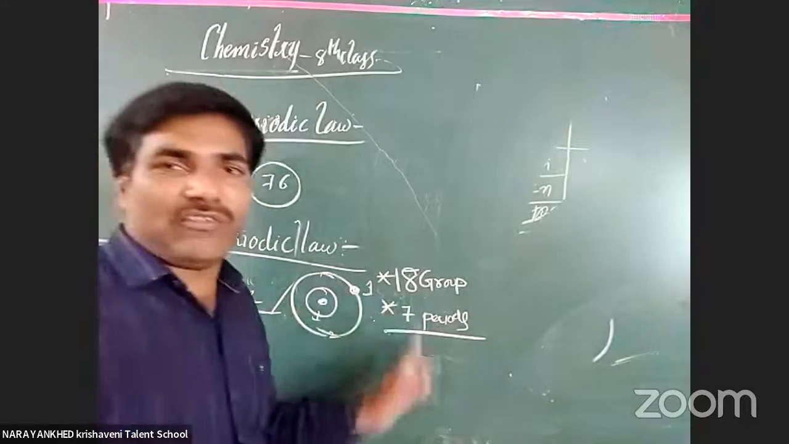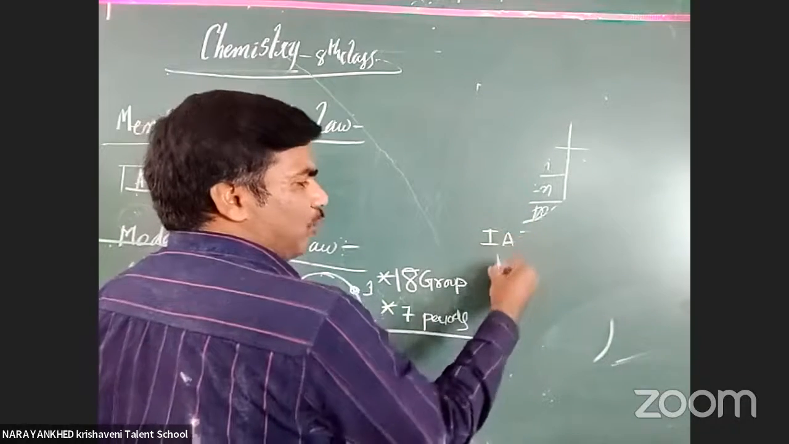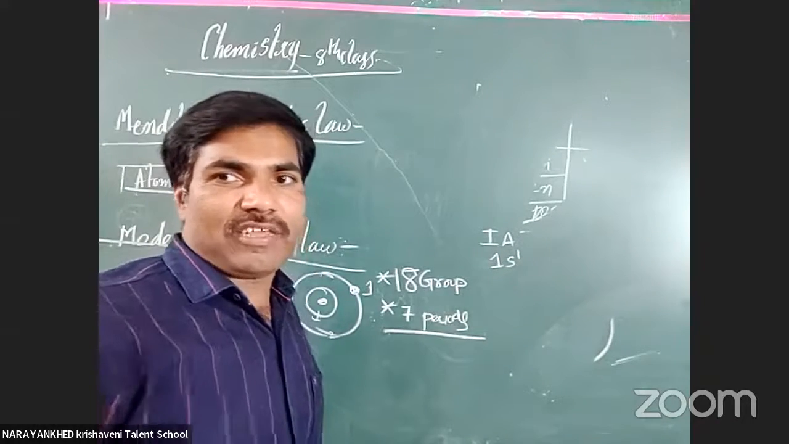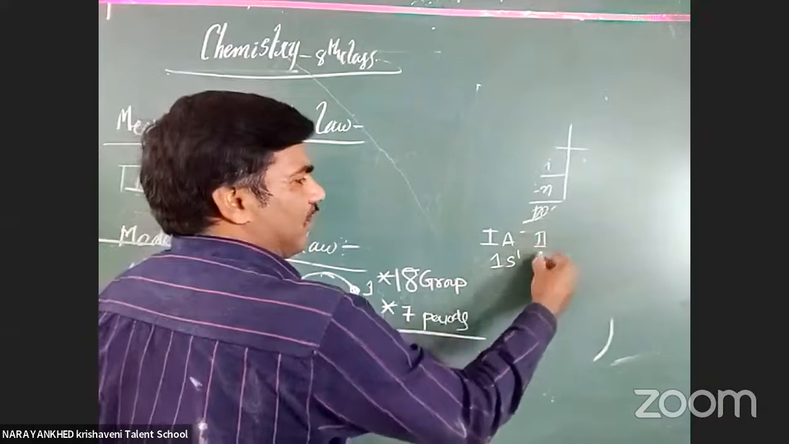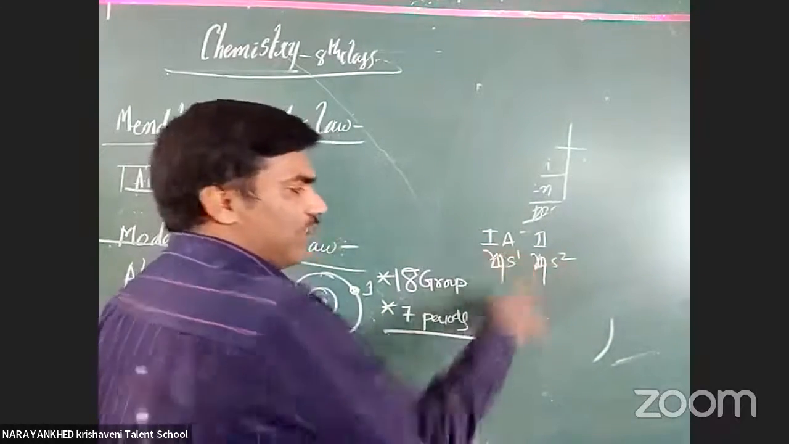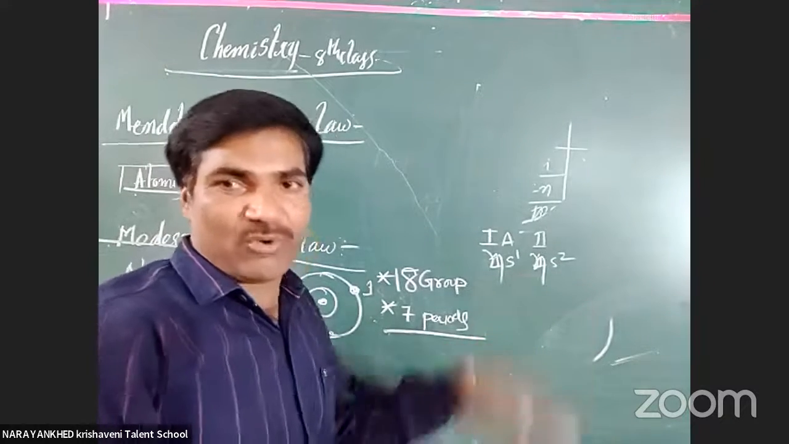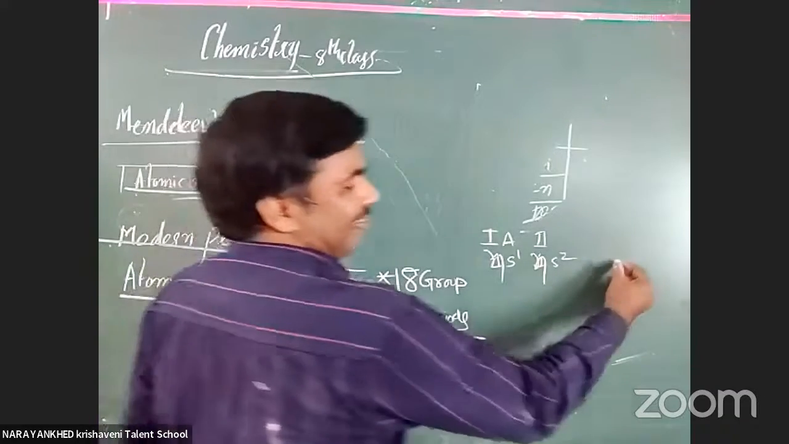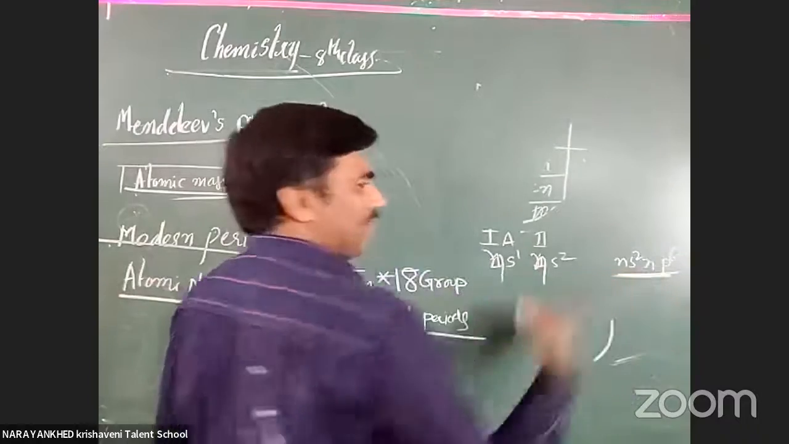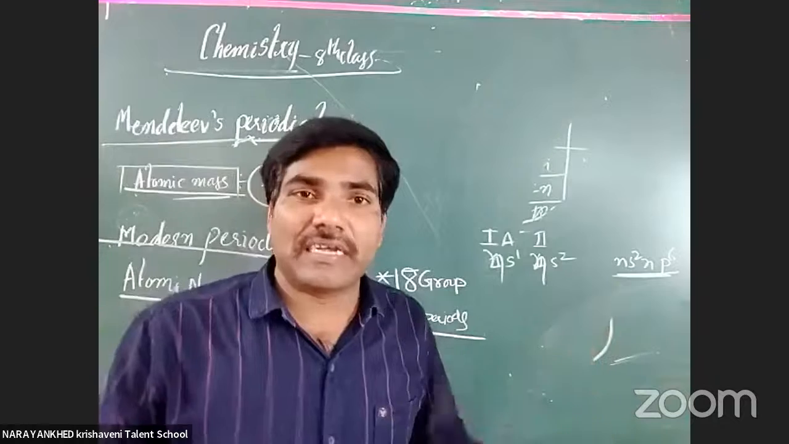And how do we divide this? Suppose you take the first A group elements. First A group elements contain one electron in the outermost orbital. Clear or not? Second A group elements contain what? ns2 outermost. The outermost orbital contains ns2, ns1, like that. Suppose we consider the zeroth group, the last group. They contain 8 electrons inside it. The configuration looks like ns2 np6. Clear or not? The last group is what we call the inert gases.